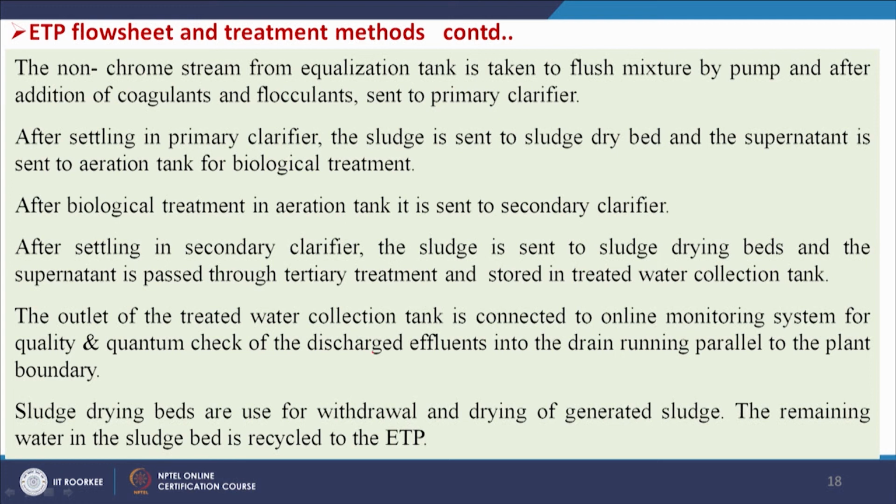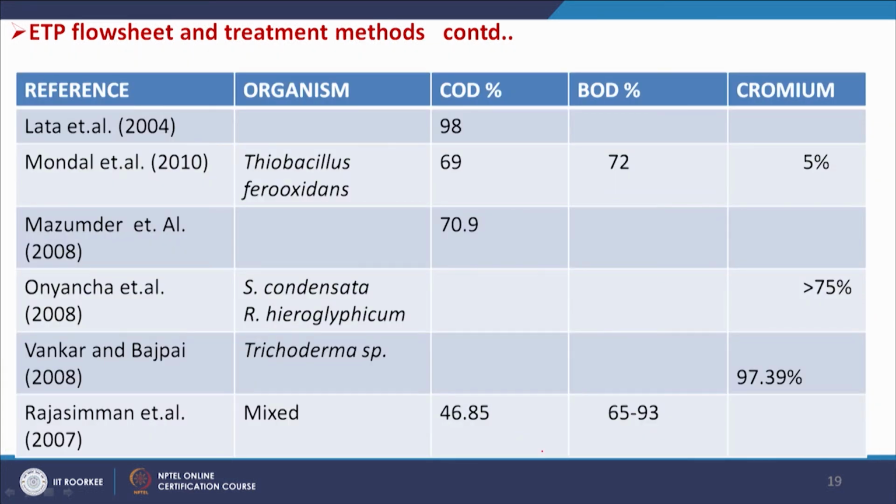The outlet of the treated water collection tank is connected to the online monitoring system for quality and quantum check of the discharged effluents into the drain running parallel to the plant boundary. Sludge drying beds are used for withdrawal and drying of generated sludge. The remaining water in the sludge bed is recycled to the ETP, and different microorganisms which have been investigated for the removal of chromium are mentioned here.